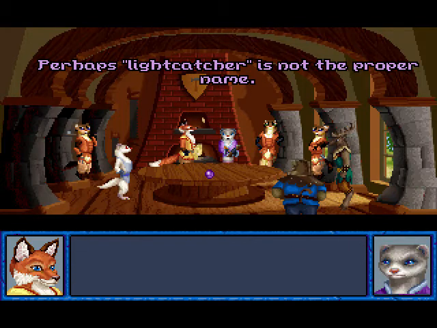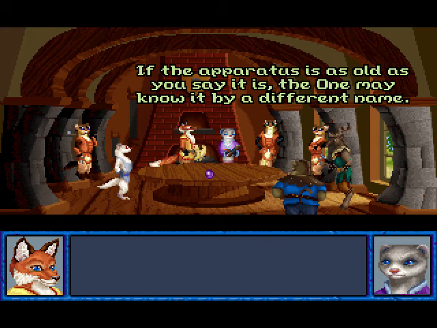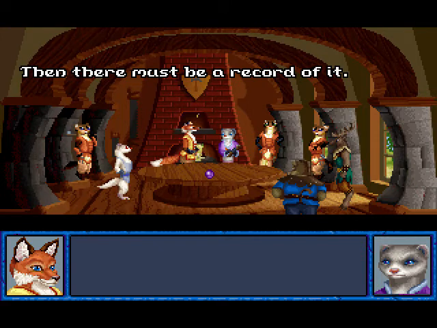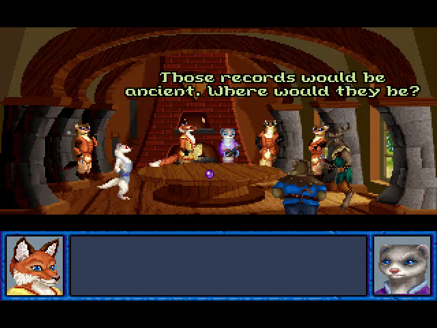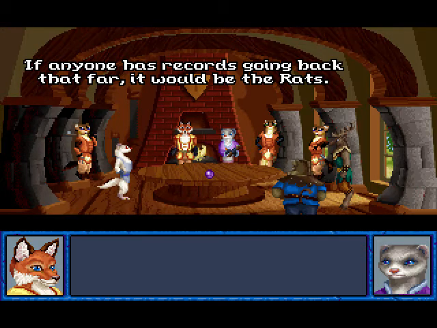Perhaps light catcher is not the proper name. You could be right. If the apparatus is as old as you say it is, the one may know it by a different name. Then there must be a record of it. Those records would be ancient. Where would they be? It's not the rats. If anyone has records going back that far, it would be the rats.